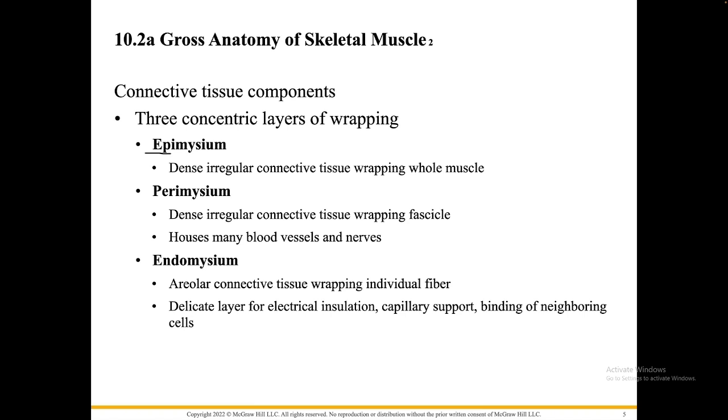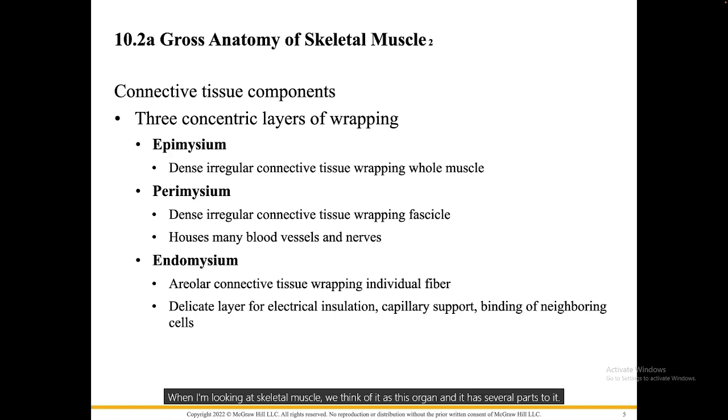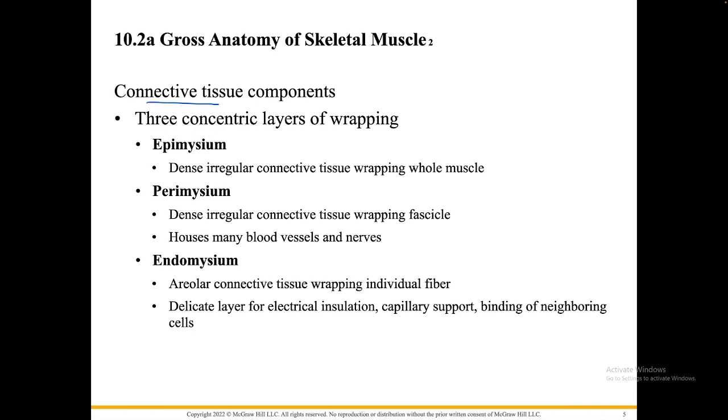Epimysium versus perimysium versus endomysium. When I'm looking at skeletal muscle, we think of it as this organ. There's connective tissue that separates it into different parts. And for now, make sure that you can match these together. Epimysium goes around the entire muscle. Epi means upon. So literally, epimysium is upon the muscle.